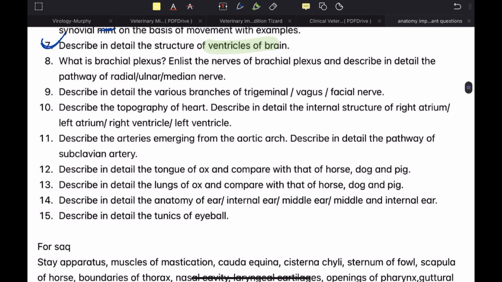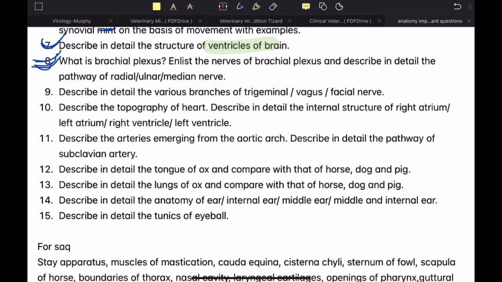Then what is brachial plexus? And list the nerves of brachial plexus and describe in detail the pathway of radial, ulnar or medial nerve. Okay, so what is going on here? This is again very, very, very important question. First, what is brachial plexus? Whenever this question is asked, what you have to write? The location of the brachial plexus, the origin of the brachial plexus, and which region the brachial plexus is supplying. This you'll mention. Then you'll enlist the nerves of the brachial plexus, and then you have to describe in detail the pathway of any one nerve.